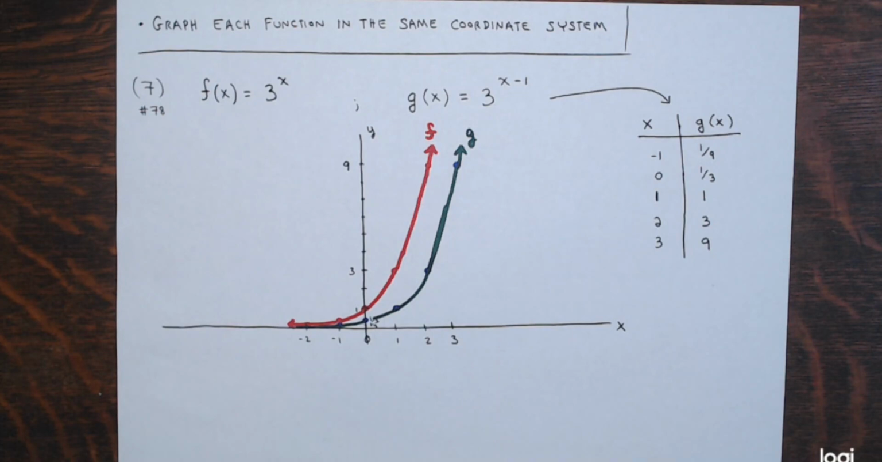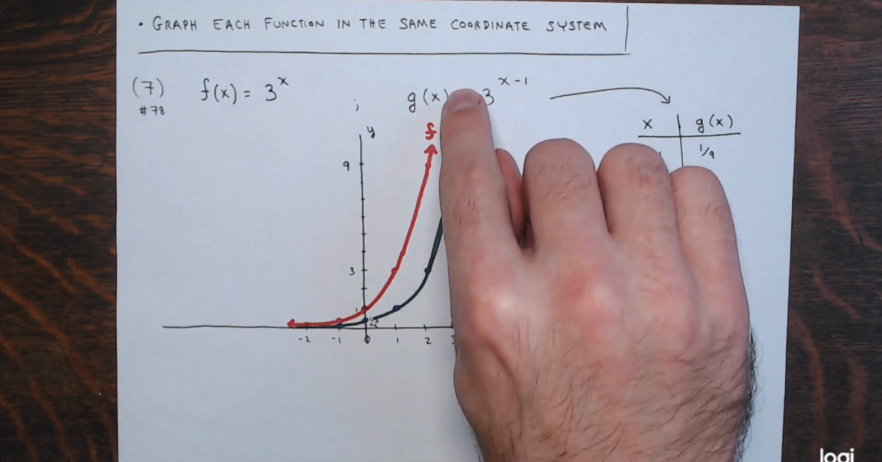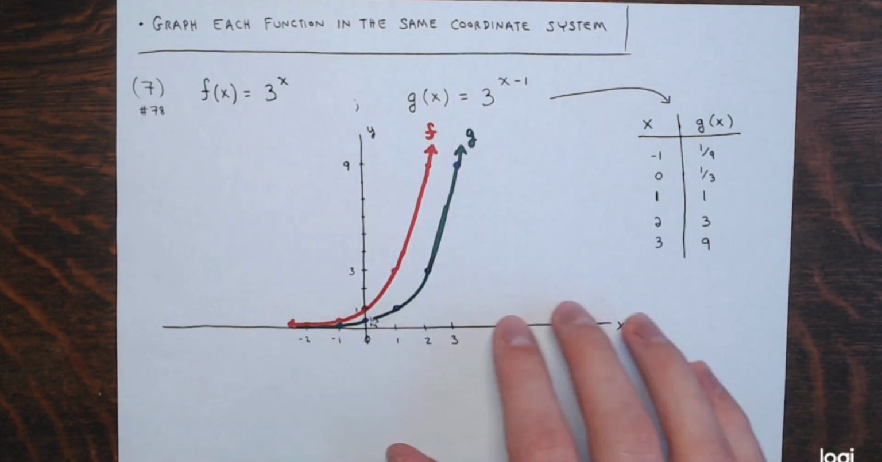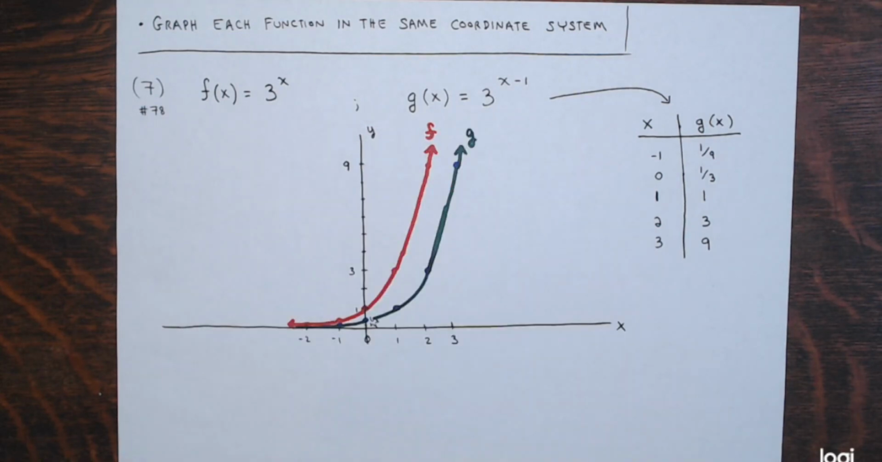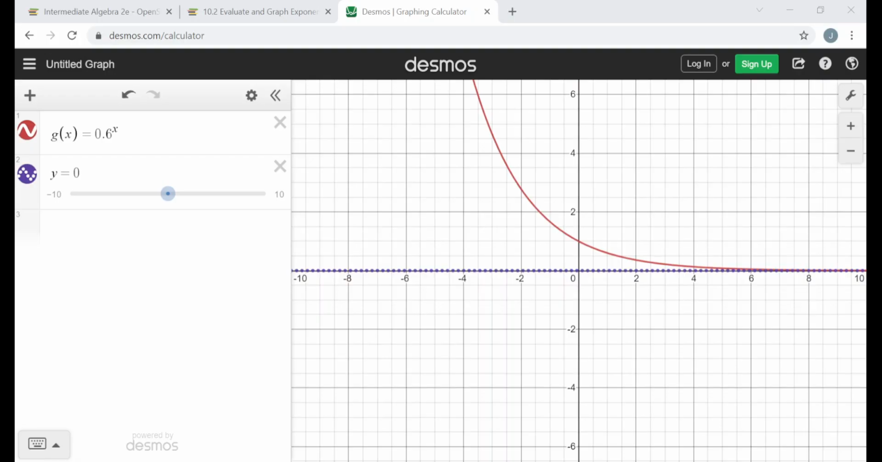And that's really all we're going to see. Right? That's all we're asked to do. They both have the x-axis as a horizontal asymptote. They're both increasing. They both have a domain of all real numbers, and they both have a range of all positive numbers. Right, so all that happened was a shift to the right 1 unit. Great. And again, I'll put these up on Desmos here.